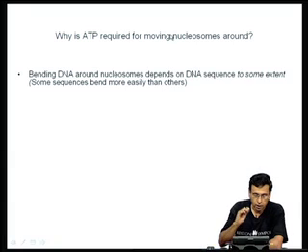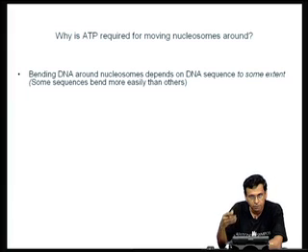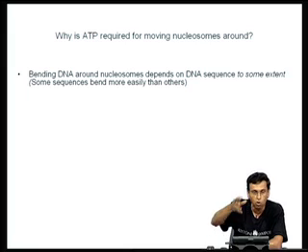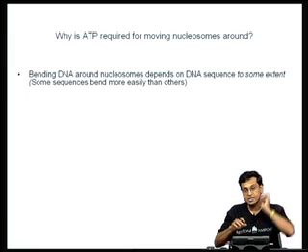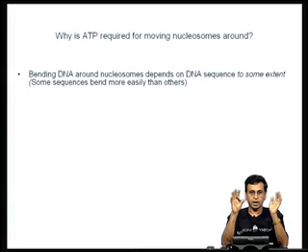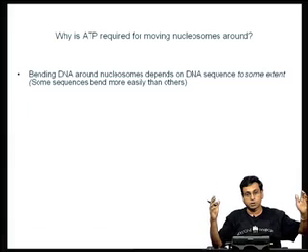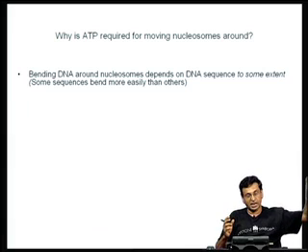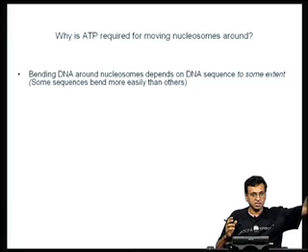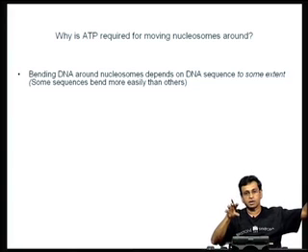As you know, bending DNA around nucleosomes depends on the DNA sequence to some extent, and it has been very well shown by a number of experiments that certain DNA sequences can bend much more than other sequences. In fact, this DNA bending has become a very important aspect of gene regulation, because when you have long stretches of DNA, there have been examples where certain transcription factors can bind several thousand kilobases upstream, but can still affect the rate of initiation at the promoter region.